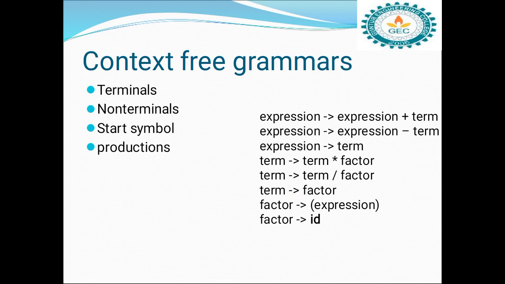So using the context free grammar, E implies E plus T. Next, expression equals expression minus T, meaning E implies E minus T. E implies T. T implies T star F. T implies T by F. T implies F. F implies open braces E closed braces, and F equals ID.